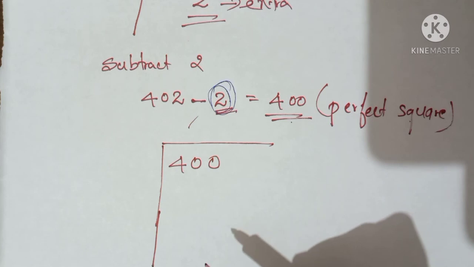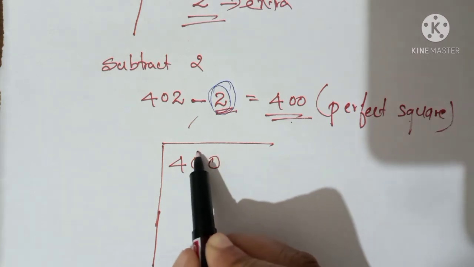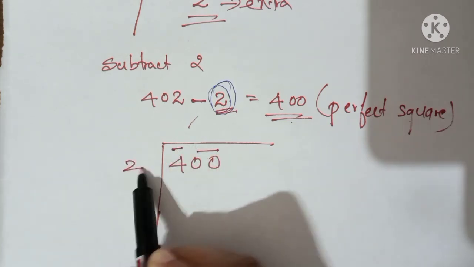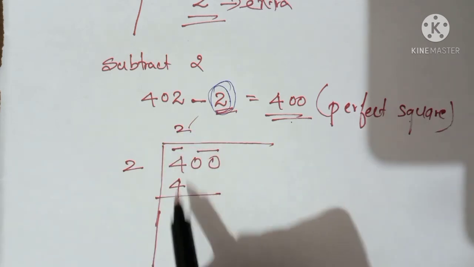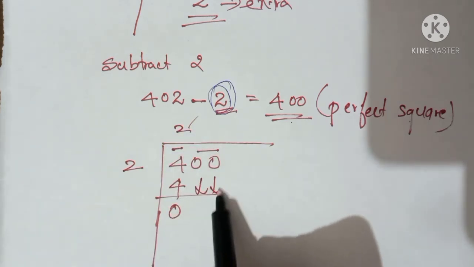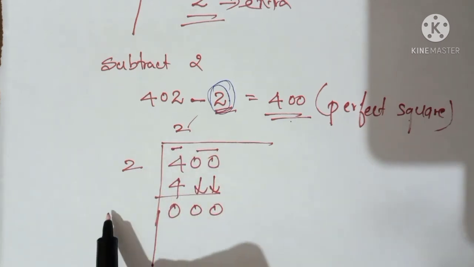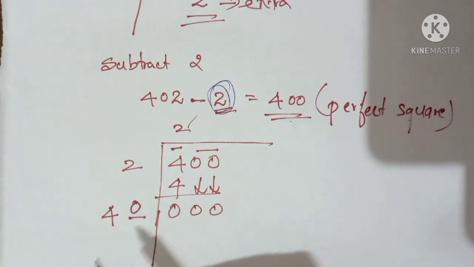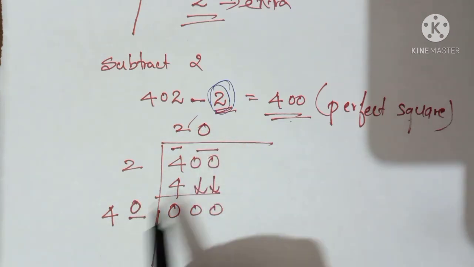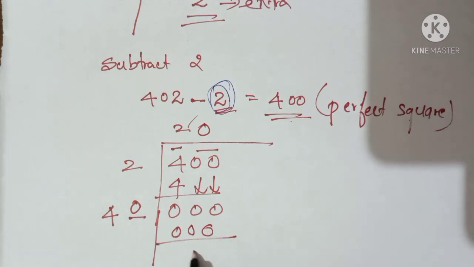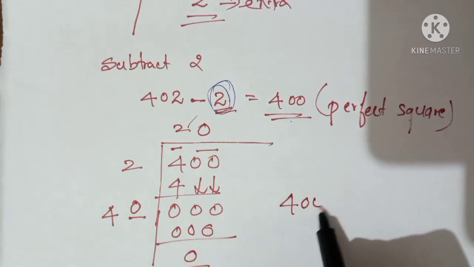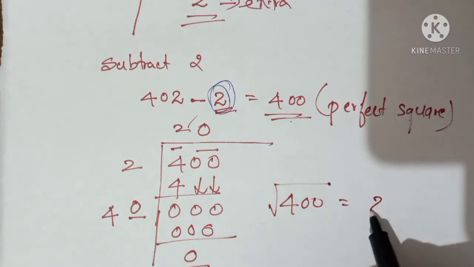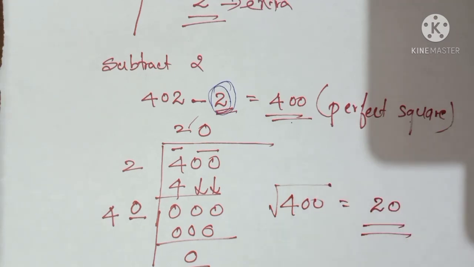Next we'll be doing pairing, right? So 4. 2 twos are 4. 4 minus 4, 0. Bring the next term down, 0. So 2 plus 2, 4. Here all the numbers are 0, so we will also be multiplying by 0. 40 into 0, 0. So what is the square root value for 400? 20, right? 400 is a perfect square and we have found the value for 400.